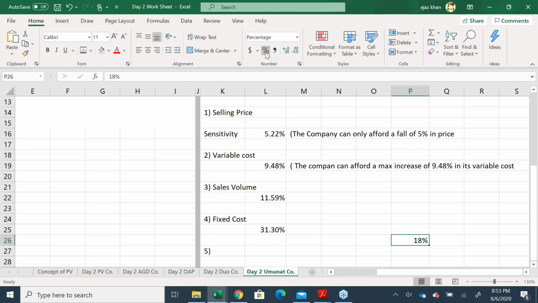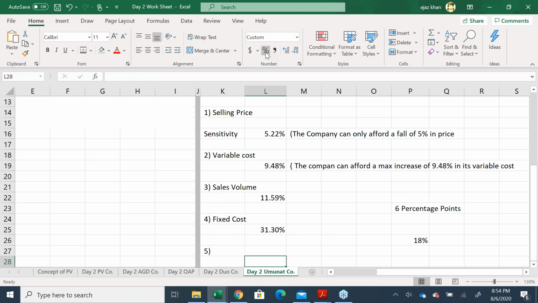So it means that if your cost of capital goes from 12 to 18, your NPV will be zero. So how much change is there? Tell me. 6? No, it's not 6%, right? Most of the students make this mistake. They say 6%. It's not 6%. It's 6 percentage points. You should say 6 percentage points, right?